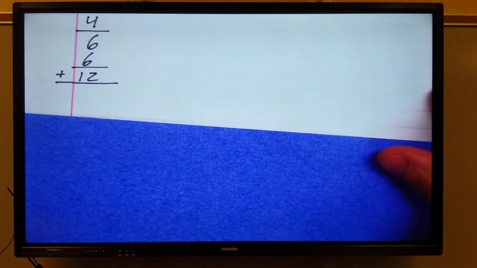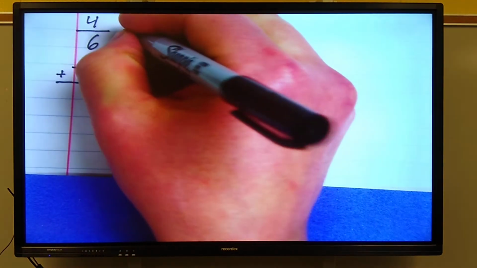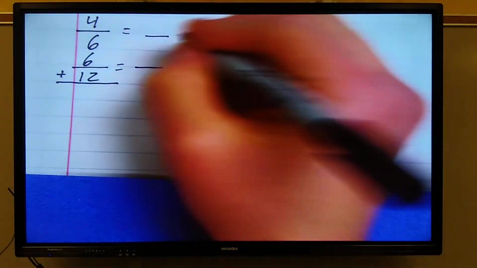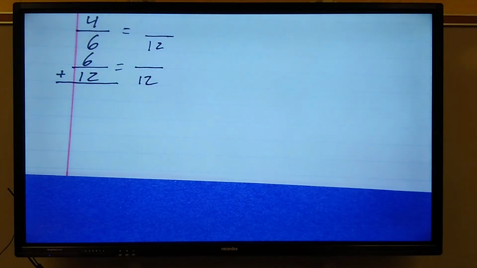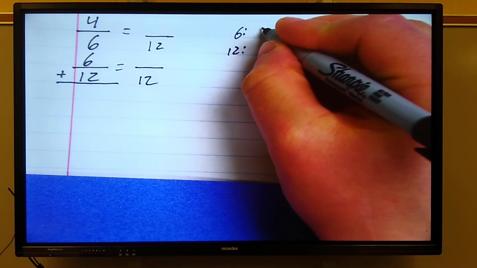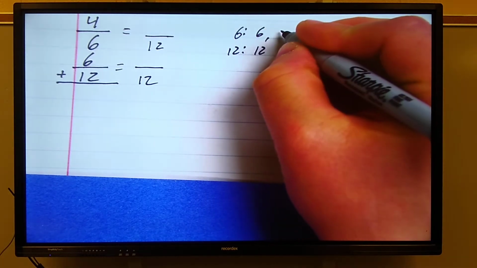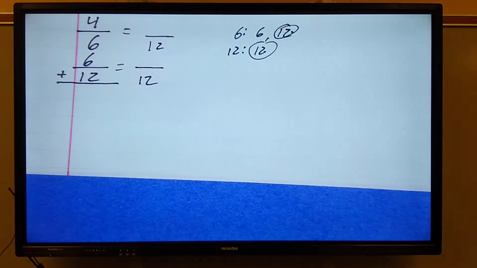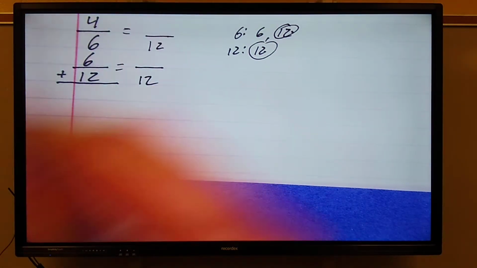So we have 4/6 plus 6/12. We first had to find the least common denominator. That should have been 12. Again, to do this, 6 times 1 is 6. 1 times 12 is 12. 6 times 2 is 12. Stop. You have one that's the same. That becomes your denominator.